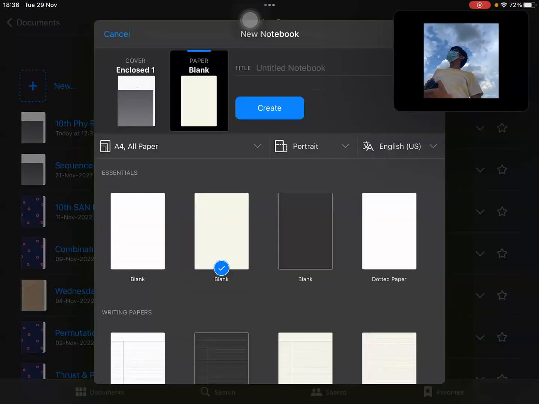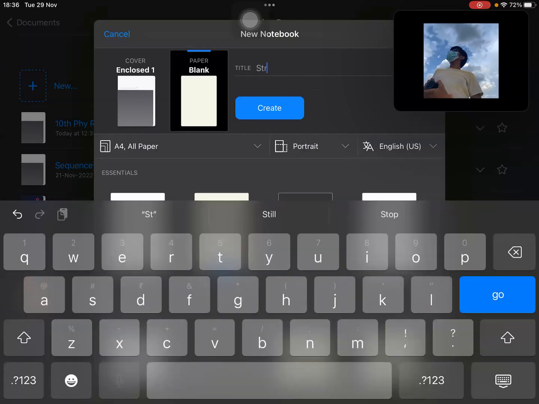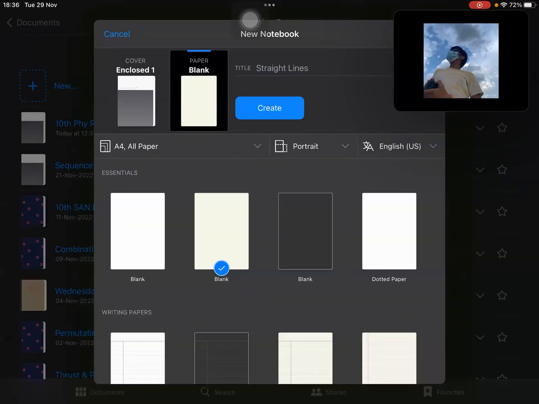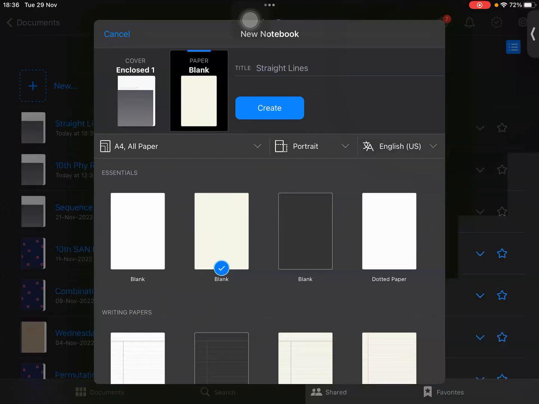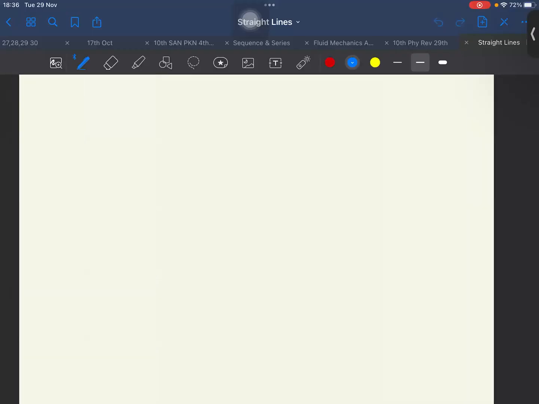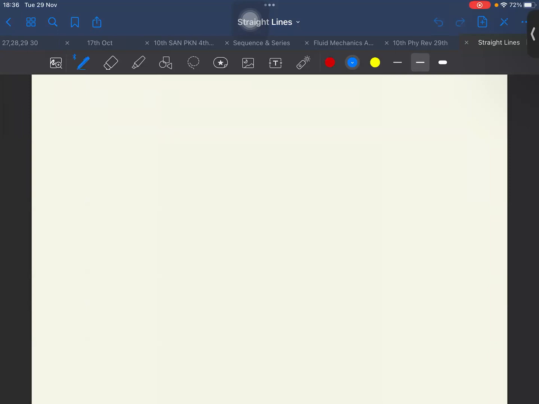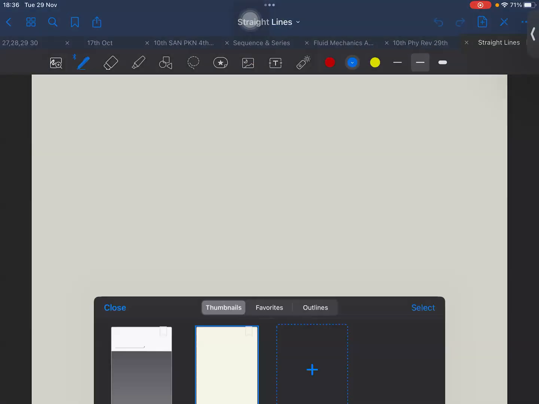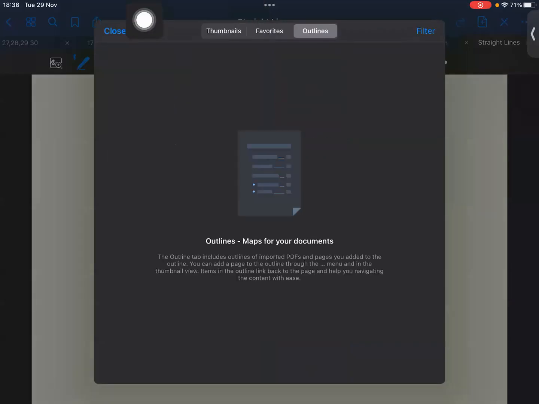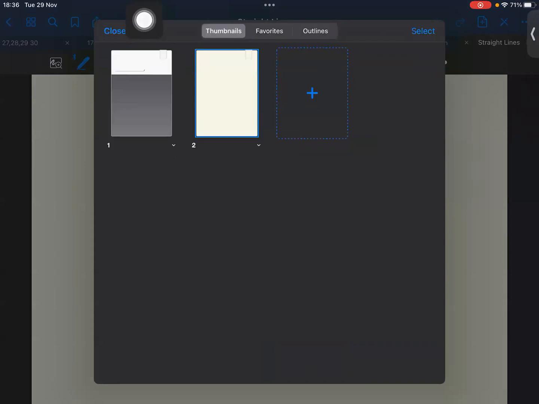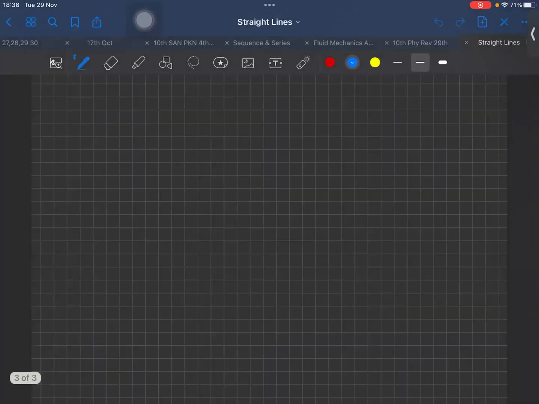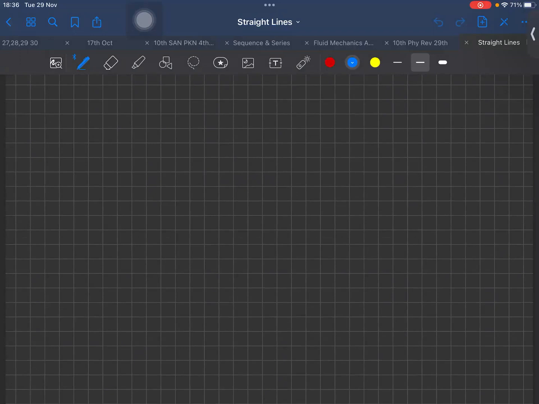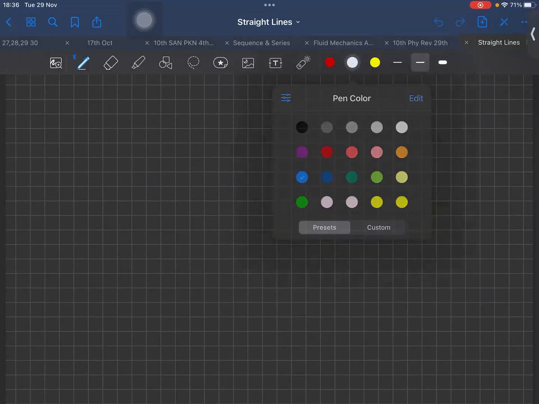What's the name of this chapter? Straight lines. Okay, so straight line will be studied. Let me change. Just a minute. Use this page. Will that be okay with you guys? Yes or no?